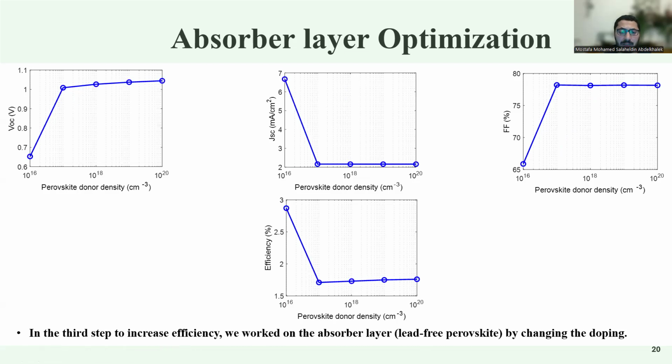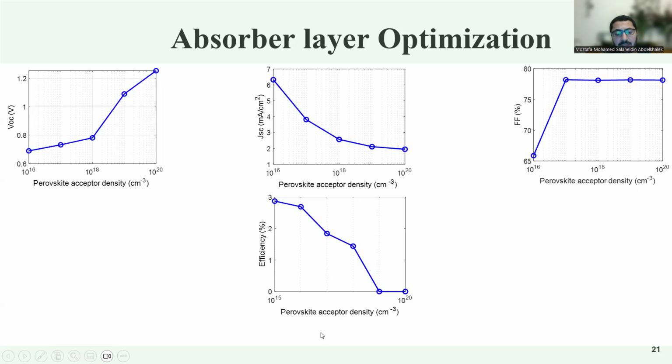The absorber layer also is optimized. Firstly, the doping density is investigated. The perovskite materials have unique properties. One of them is the doping type. The perovskite materials could be doped by donors or acceptors. So we investigated both of them, starting by perovskite donor density.